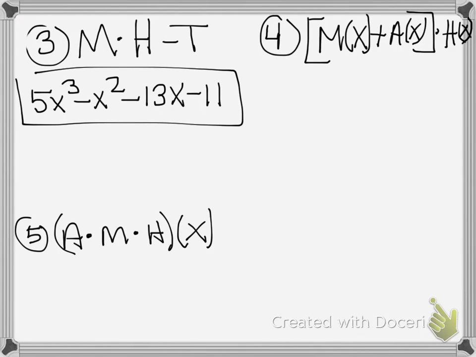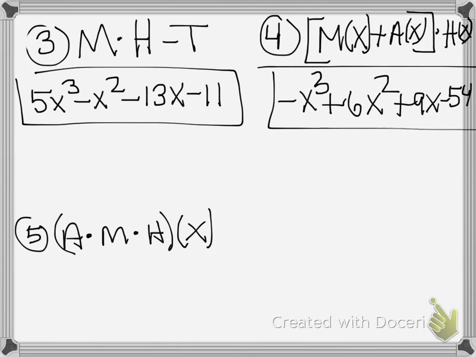Number 4, m of x plus a of x. Okay, we did that in part A actually. That ended up being negative x plus 6 times h of x gives you negative x cubed plus 6x squared plus 9x minus 54.